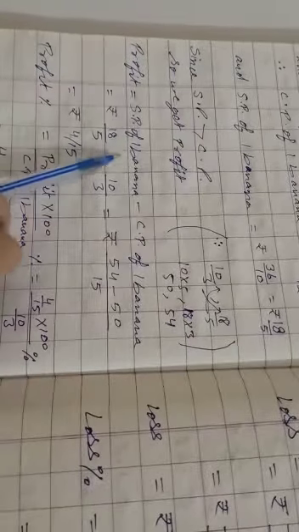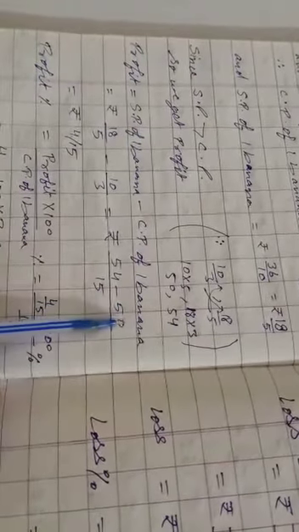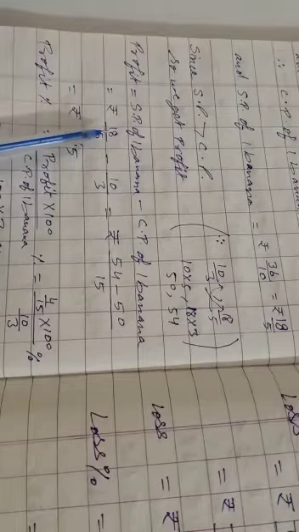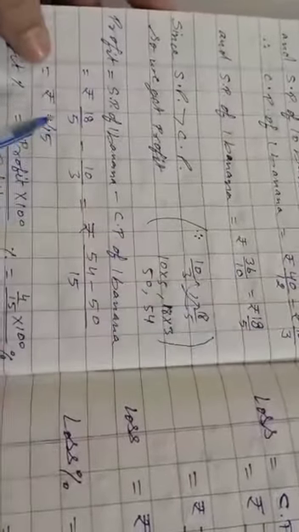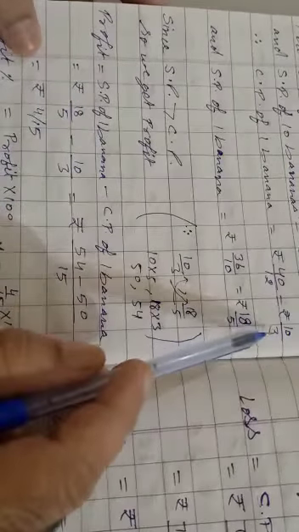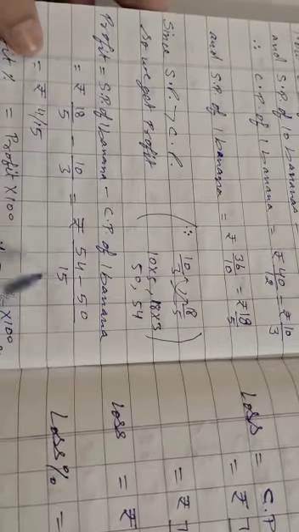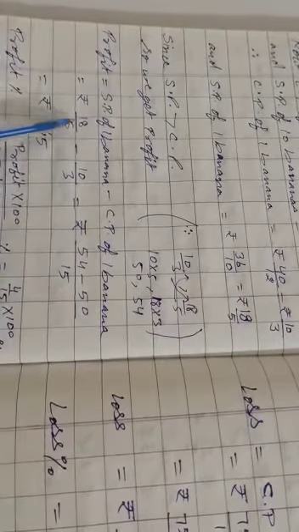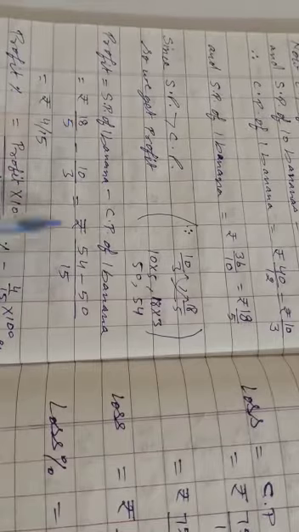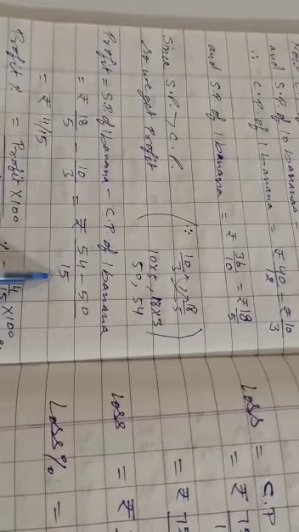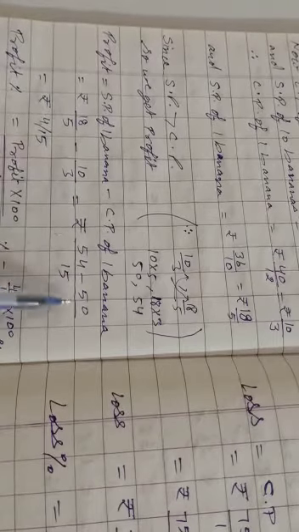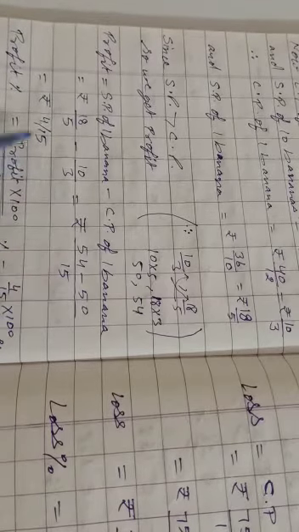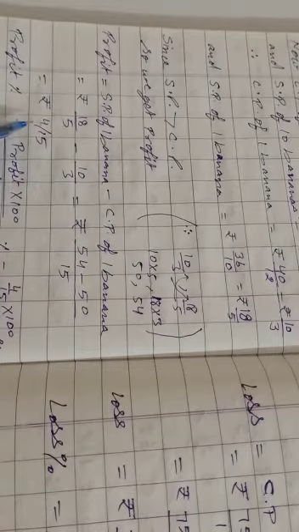Profit equals SP of 1 banana minus CP of 1 banana. SP of 1 banana is rupees 18 upon 5. CP of 1 banana is rupees 10 upon 3. Take 15 as LCM. 5 threes are 15. 3 eighteens are 54. 3 fives are 15, 5 tens are 50. 54 minus 50, 4 upon 15. Profit is rupees 4 upon 15.